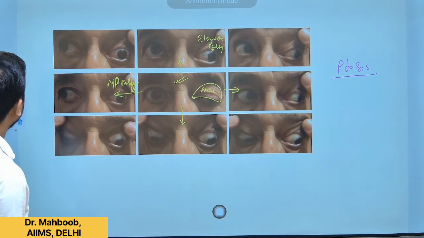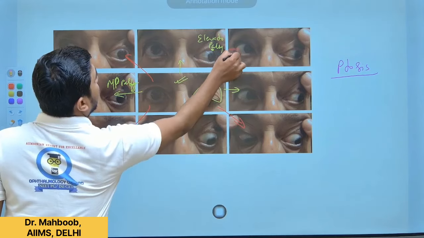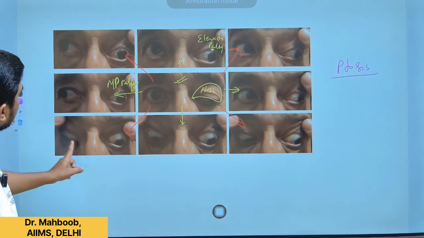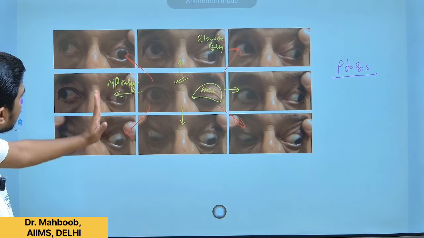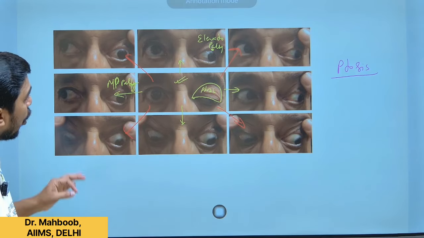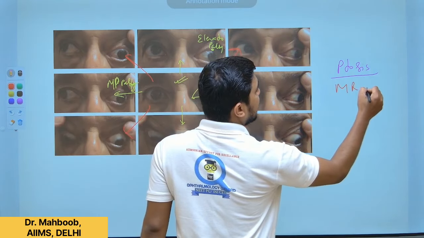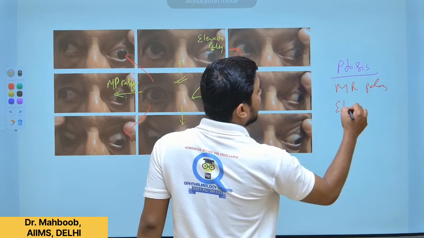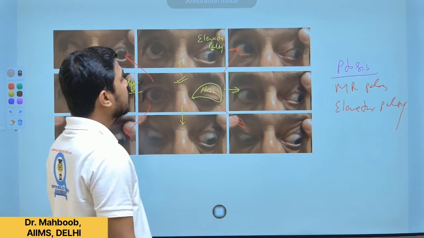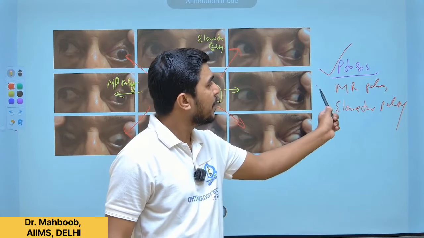Similarly, now we will see this. What is happening? This can go up, this is not moving. Similarly, this can come here, this is not moving. Means adduction is difficult. Overall, if you see, there is medial rectus palsy, elevator palsy. All these palsies are there. Ptosis. So which nerve palsy will it be?